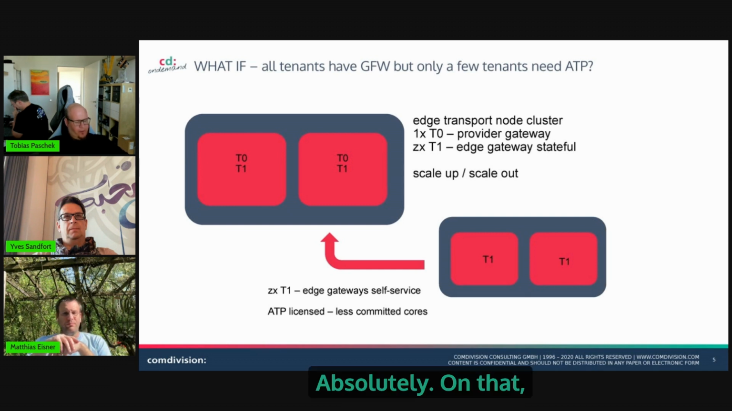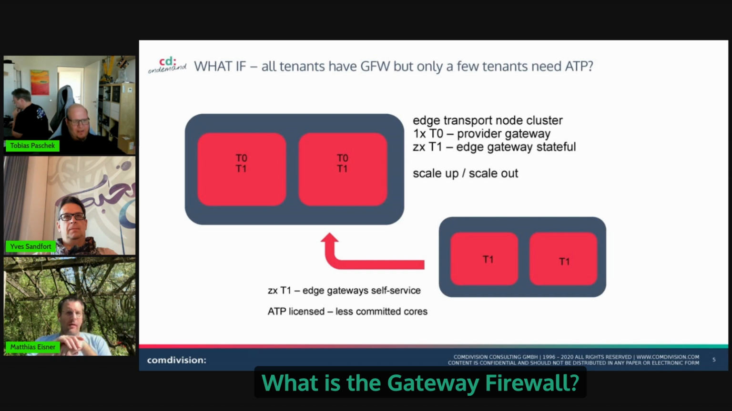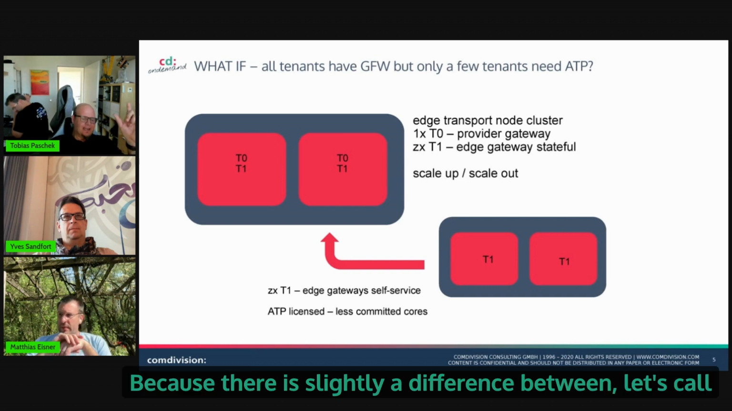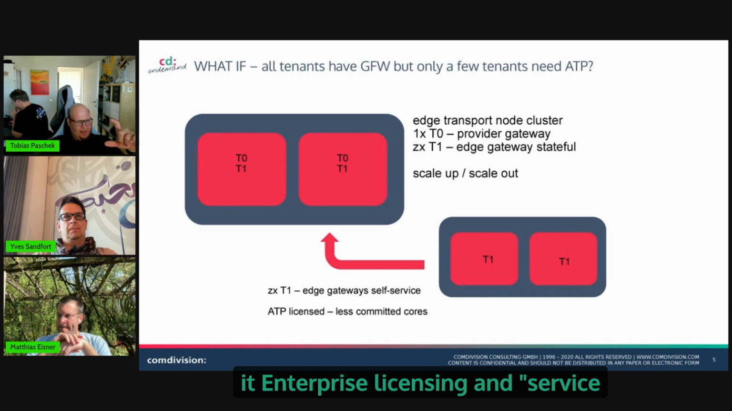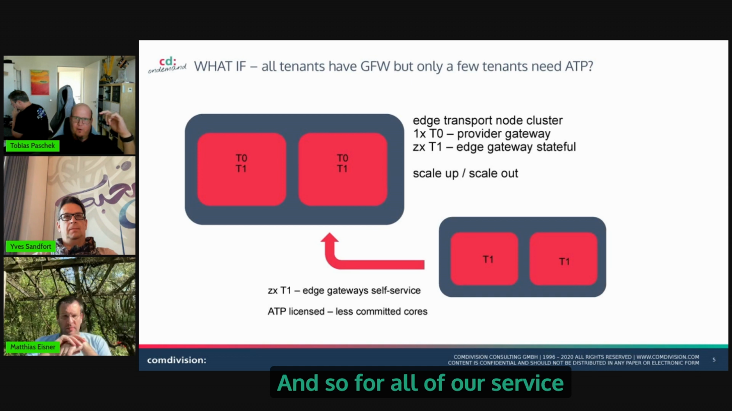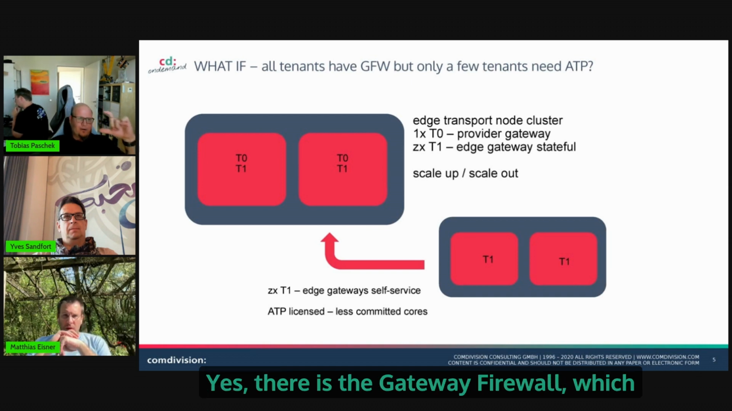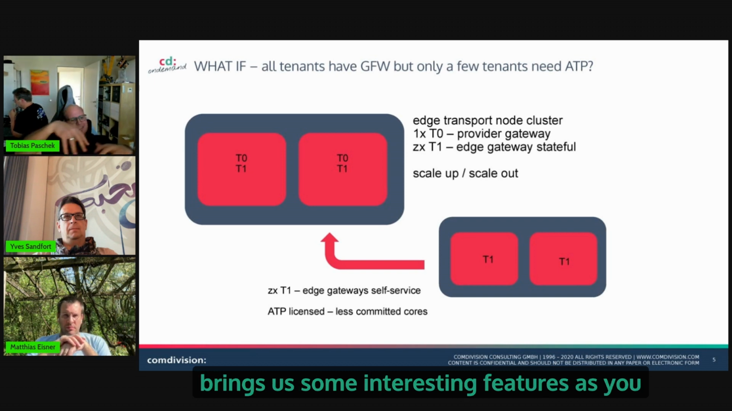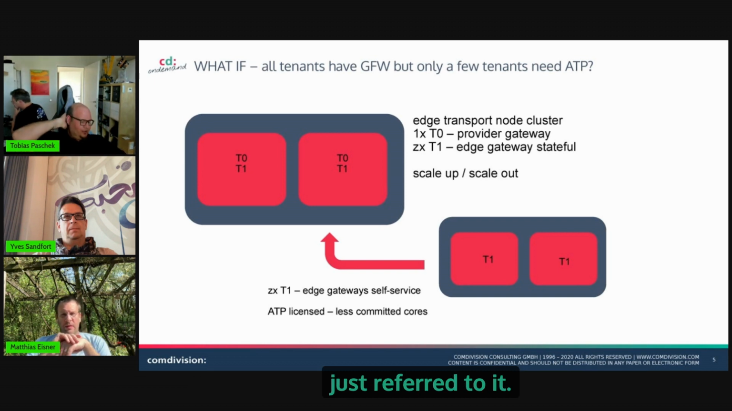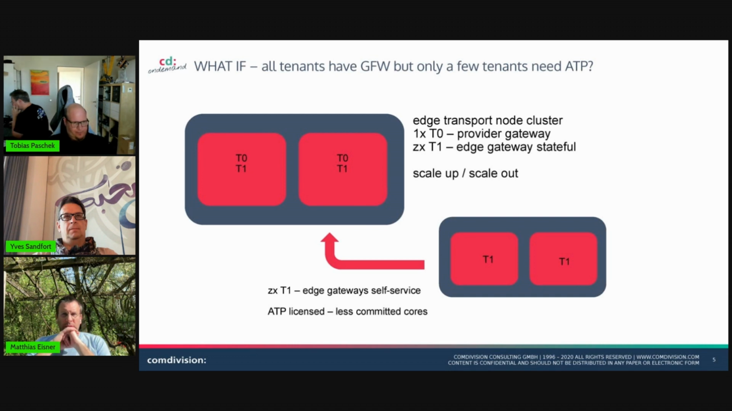Absolutely. And I would just say more and more we have done a clear clarification of what the gateway firewall is, because there is slightly a difference between enterprise licensing and service provider licensing, as we have figured out. So for all of our service providers, you need to take care. Yes, there is the gateway firewall, which brings us some interesting features, but also can bring in or save some additional costs.